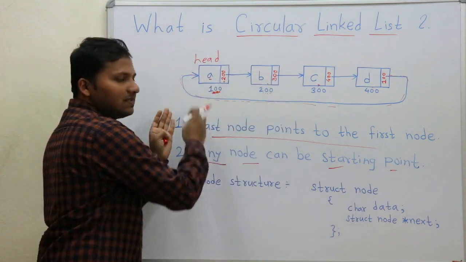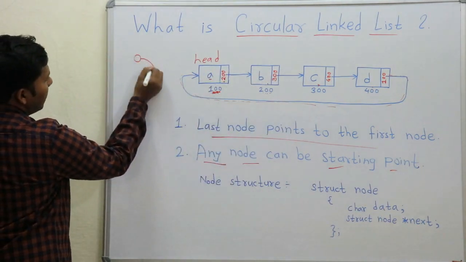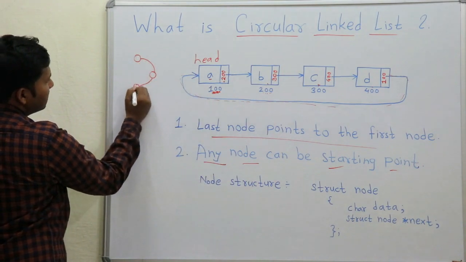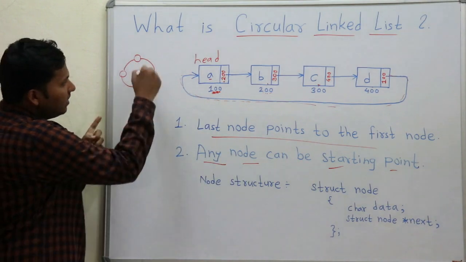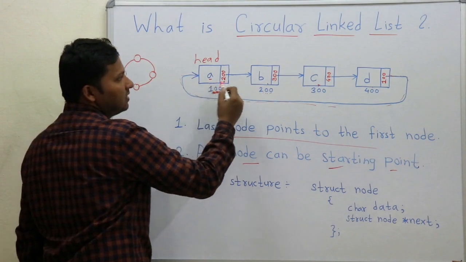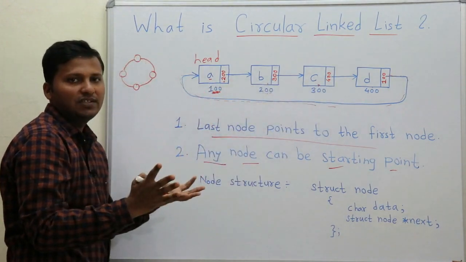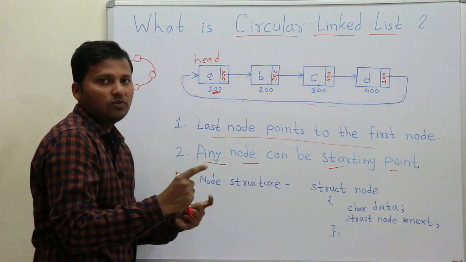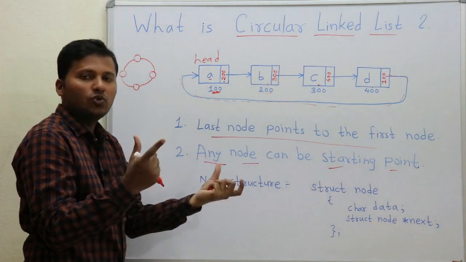See, as this is a circle, if you look at a circle, any node in this circle can be the starting point. So similarly in this circular linked list any node can be the starting point. So it becomes easy now to trace the whole linked list starting from any node.